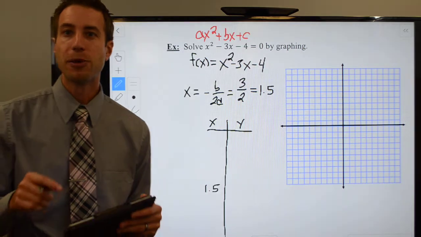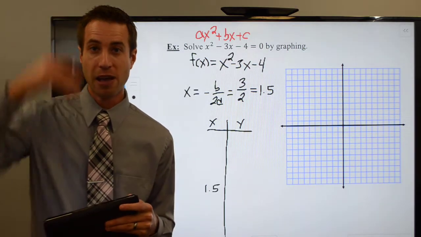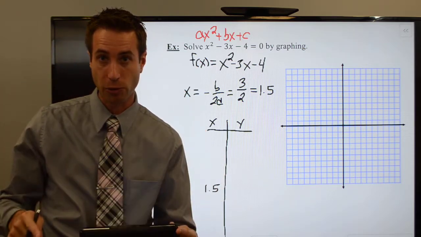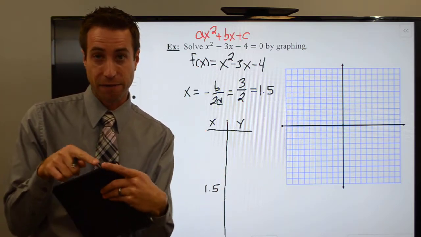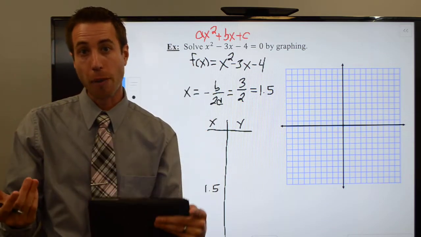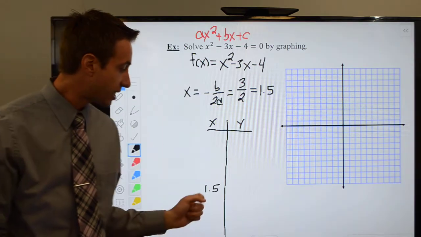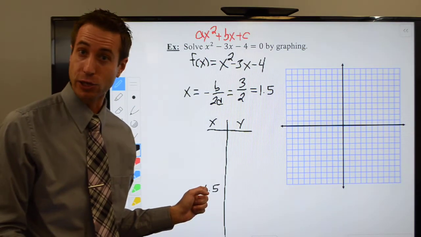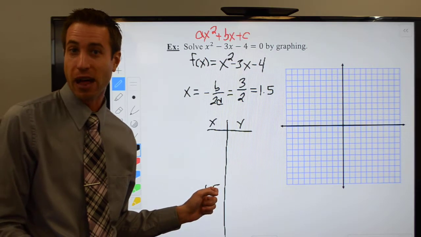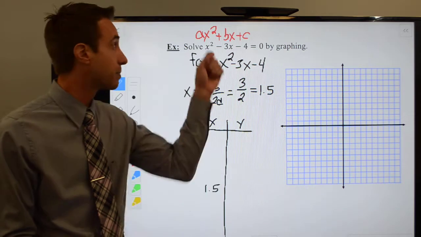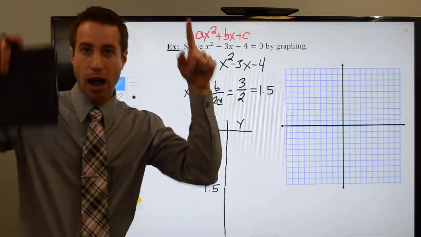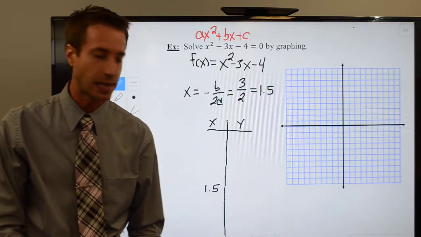Because remember, the parabola is symmetric. From that axis of symmetry, it'll either open down symmetrically on both sides, or from that vertex, that axis of symmetry, it'll open upwards symmetrically on both sides. Well, since this is my axis of symmetry, I know that my parabola will start here. And in this case, because a is positive, it will open up from this point on either side of that axis of symmetry.